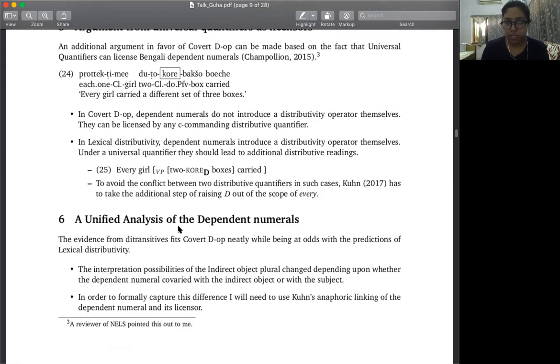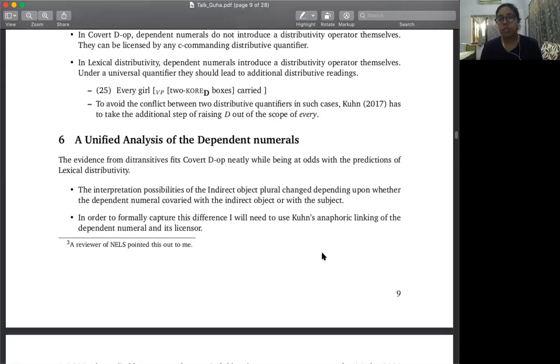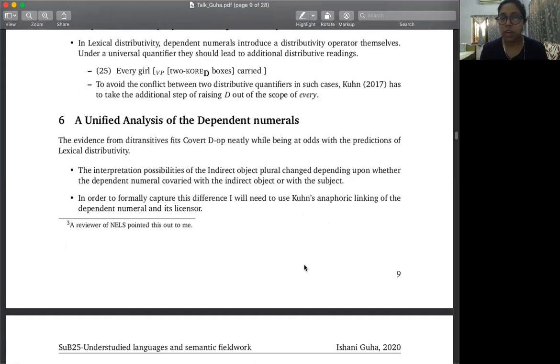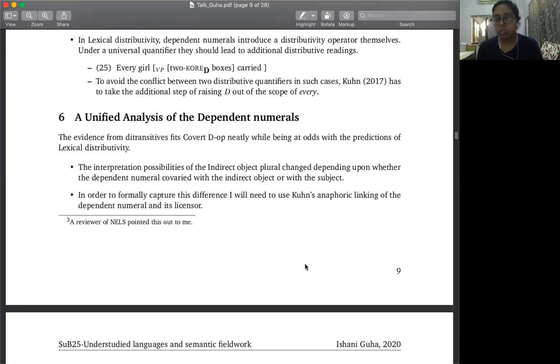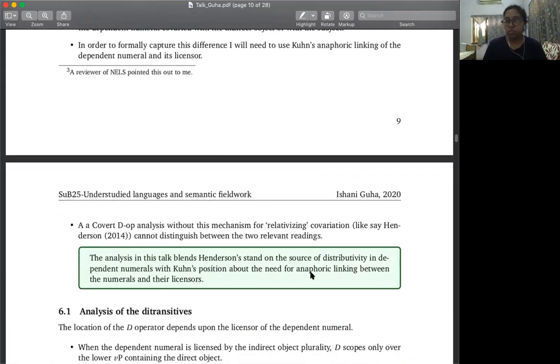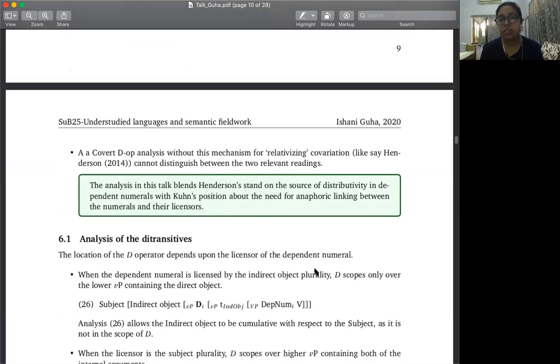Right, so now I'll present a sketch of the analysis. The evidence from ditransitives fits covert D neatly while being at odds with the predictions of lexical distributivity. The interpretation possibilities of the indirect object plural changed depending upon whether the dependent numeral covaried with the indirect object or with the subject. In order to formally capture this difference with respect to the licensors, I'll need to use Kuhn's anaphoric linking of the dependent numeral and its licensor. A covert D analysis without this mechanism for relativizing covariation cannot distinguish between the two relevant readings, right?